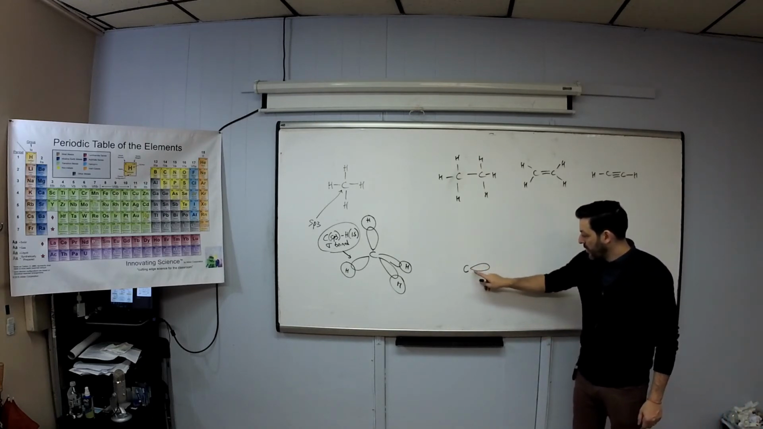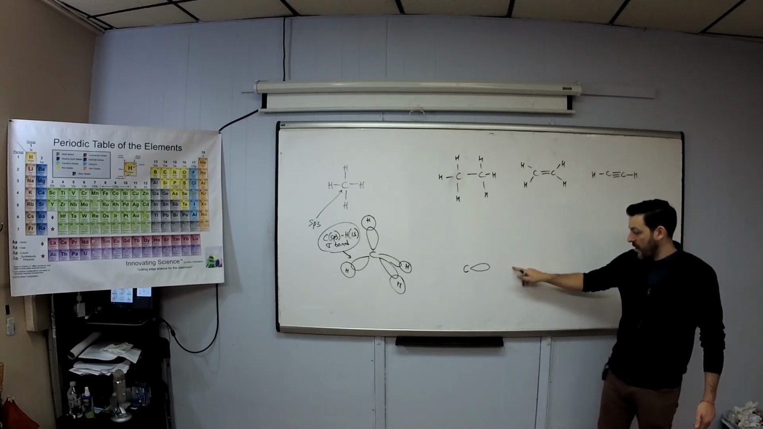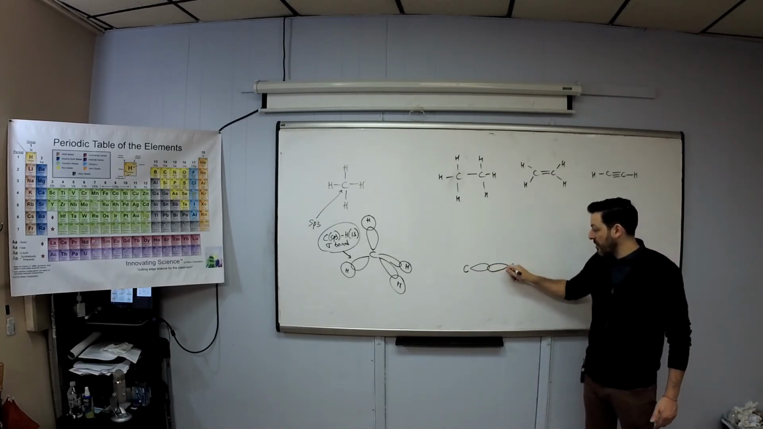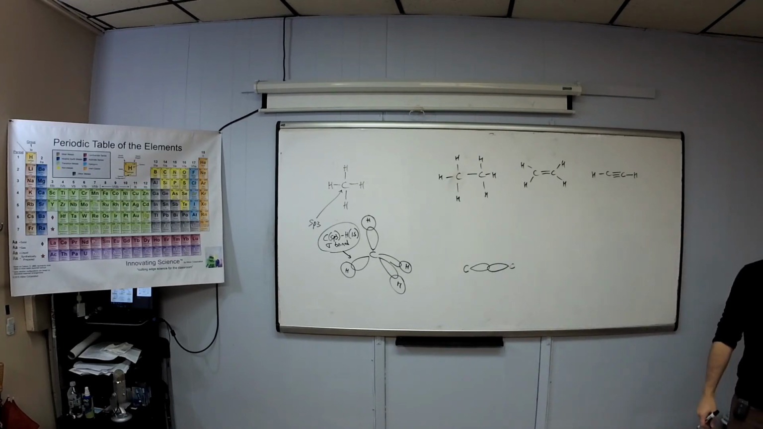I drew carbon, I drew a lobe. Should I draw carbon over here? No, that's too close. Carbon needs to be sort of out here so that it can have its lobe overlap that carbon's lobe. That's an sp3 overlapping an sp3.